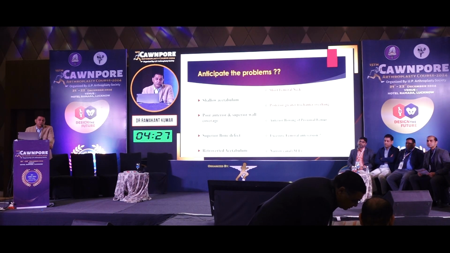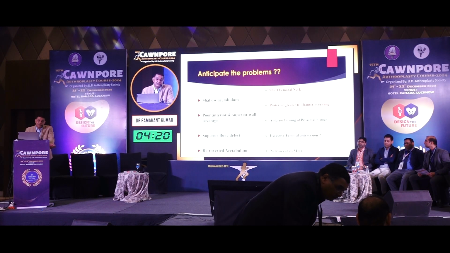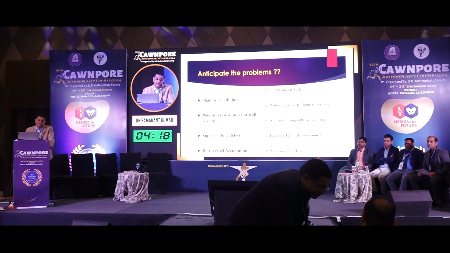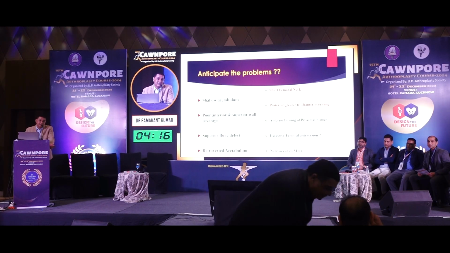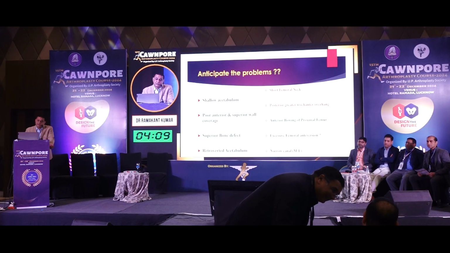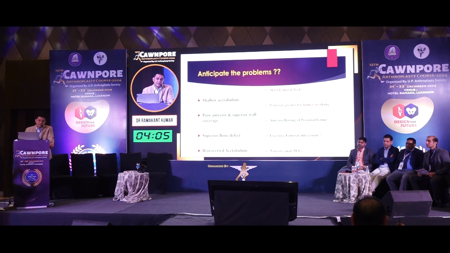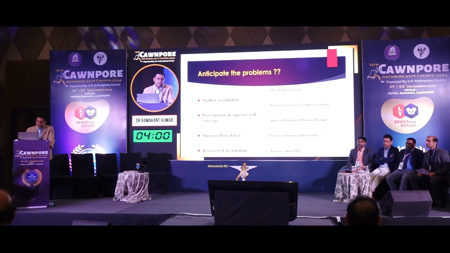So what problems can you have? On the acetabulum side in a dysplastic hip, the acetabulum is shallow. There is normally poor anterior and superior wall coverage. There is a superior bone defect. The acetabulum is sometimes retroverted. On the femoral side, there is a short femoral neck, a posterior greater trochanteric overhang, and anterior bowing of the proximal femur. Sometimes there is excessive femoral anteversion, and the mediolateral canal is sometimes narrow. These are the problems you have to anticipate before going to surgery.